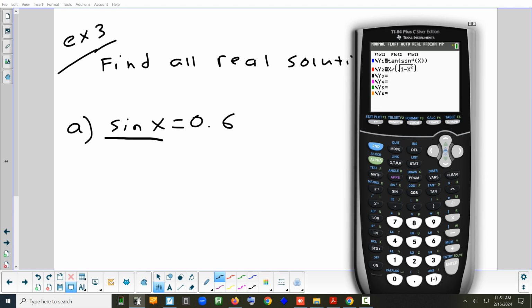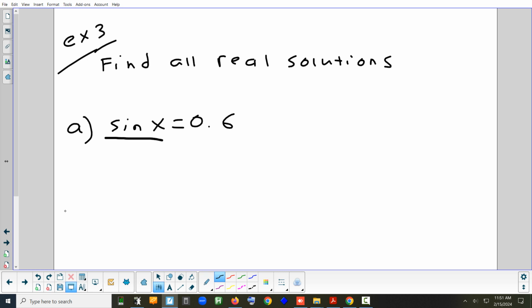Okay. What would go in y1? Sin x. Okay. What would go in y2? 0.6. Now we got to set our window so that it's exactly what? 1 cycle. So if you don't remember what the cycle length of sine is, you need to figure that out somehow. Use the chart I gave you. Gotta figure it out.